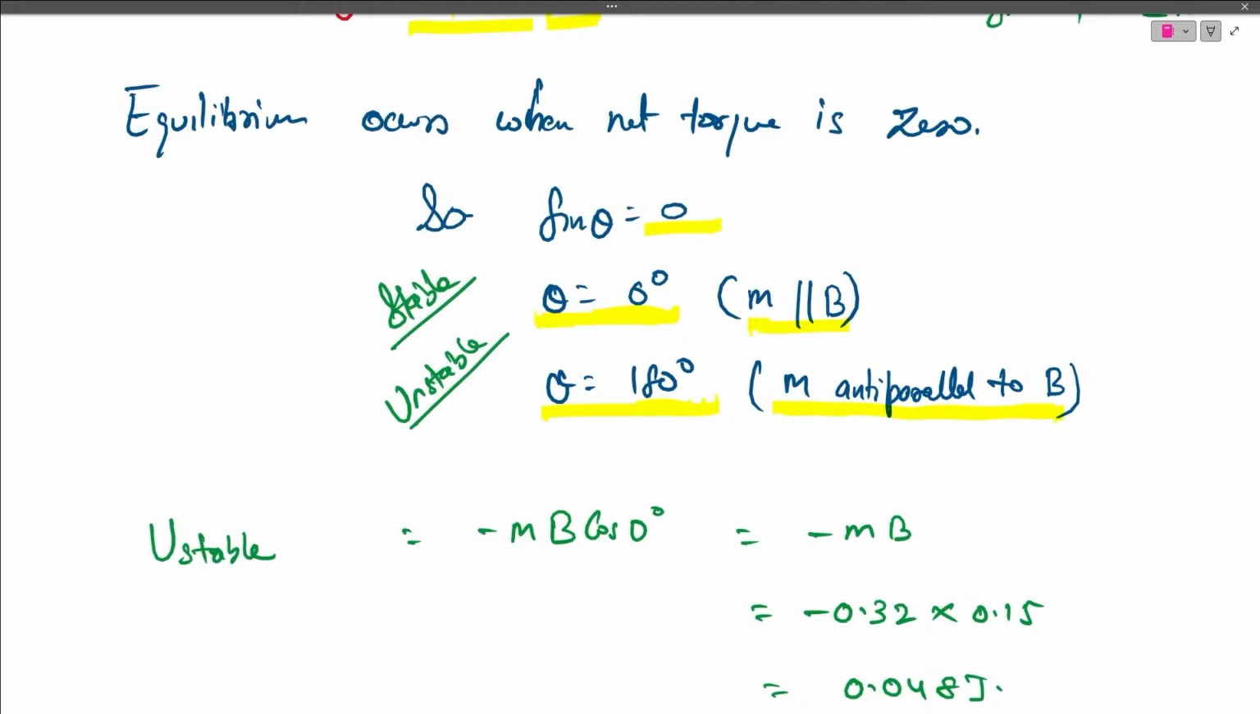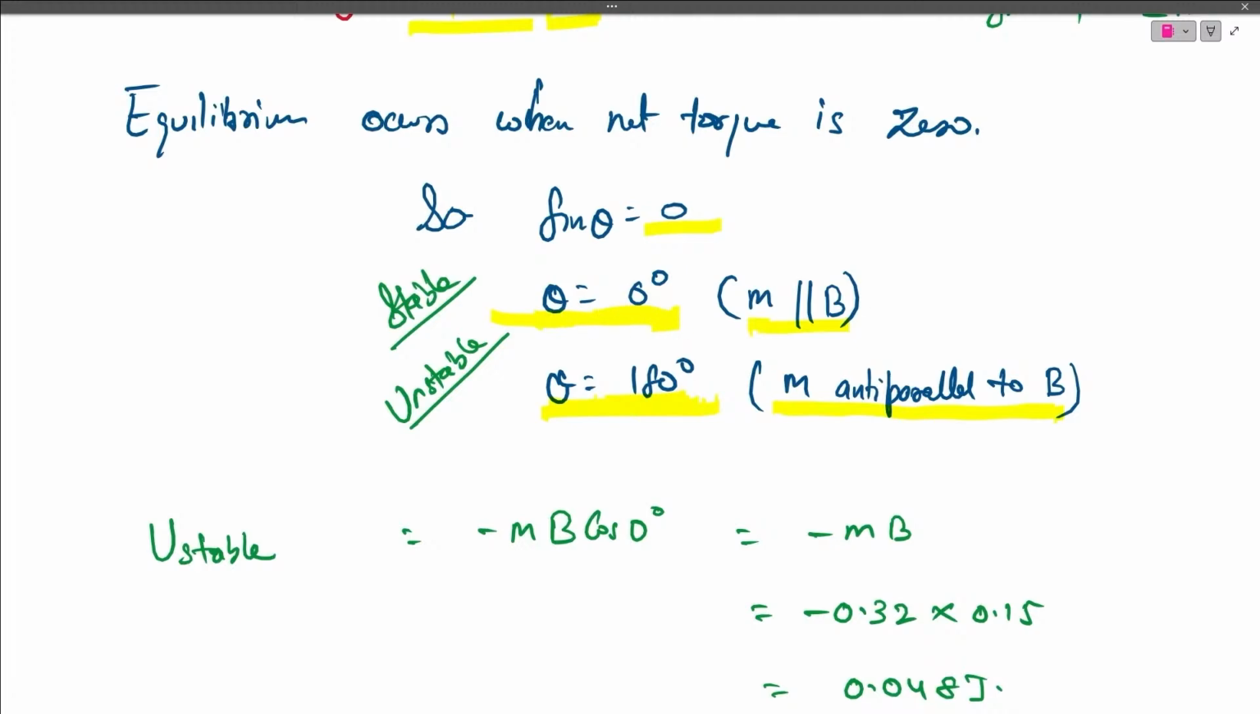Now theta 0 is called stable equilibrium and theta equals to 180 degree is called unstable equilibrium, because if we try to change the angle when it is at 180 degree, even a slight change would make it unstable, whereas if we try to change the angle when theta is equal to 0 degree, then it will restore to its same point at theta equals to 0.